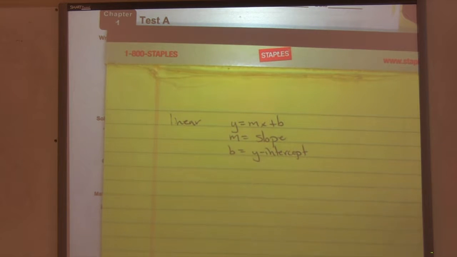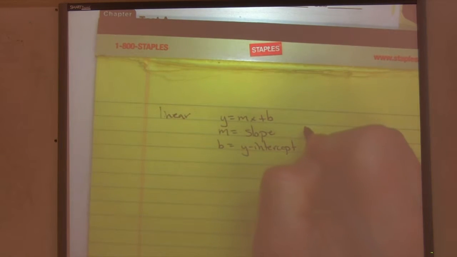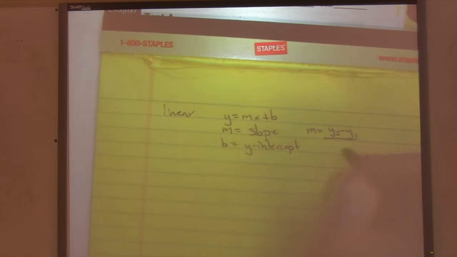All right? And then remember, to find slope, our equation is y2 minus y1 over x2 minus x1, where y's are the second values of our ordered pair and x's are the first one. It doesn't make any difference which one you call the first set or the second, as long as you keep them together.